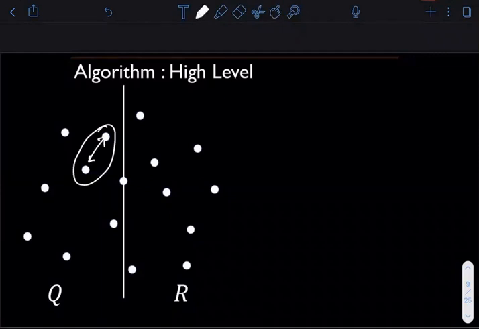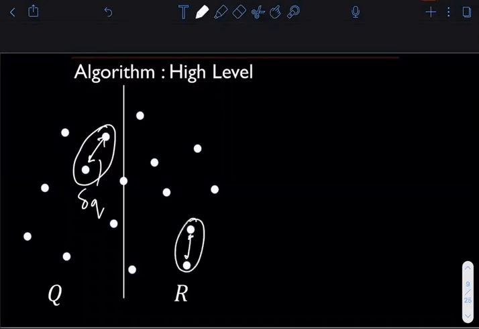Okay, and let's call this distance delta q. Similarly, I call a recursion on the right side of the set of points, and suppose it again returns some set of points, and the distance between them is delta r. Now how will I use these things to find the closest pair of points in the overall problem, in the set of points p?